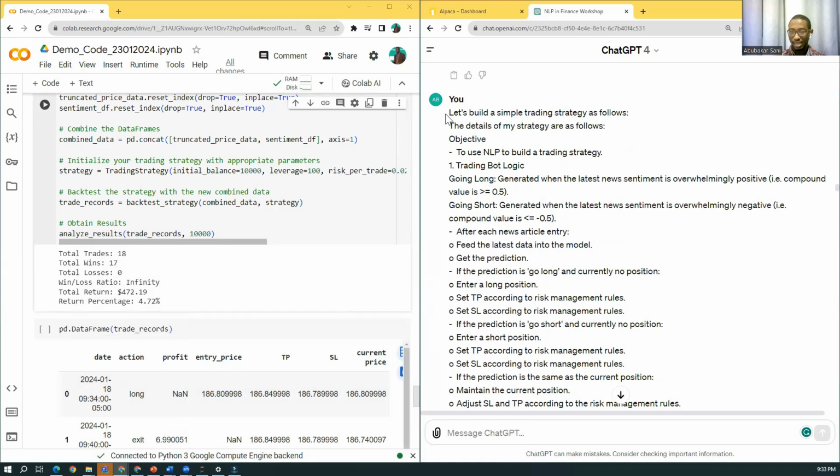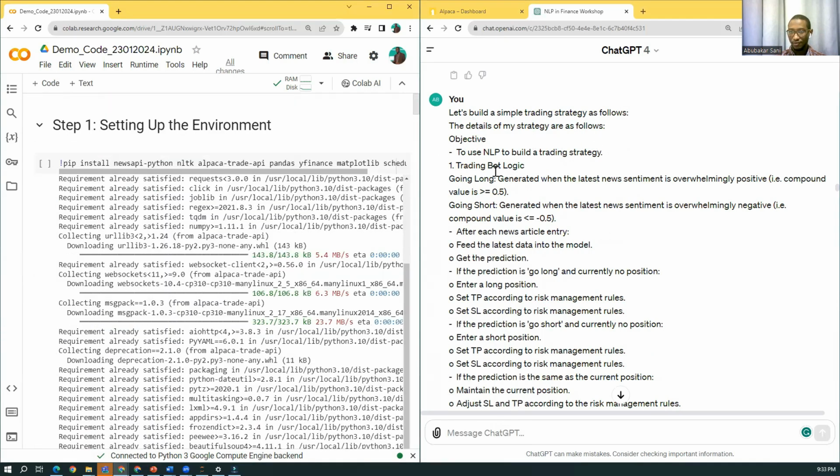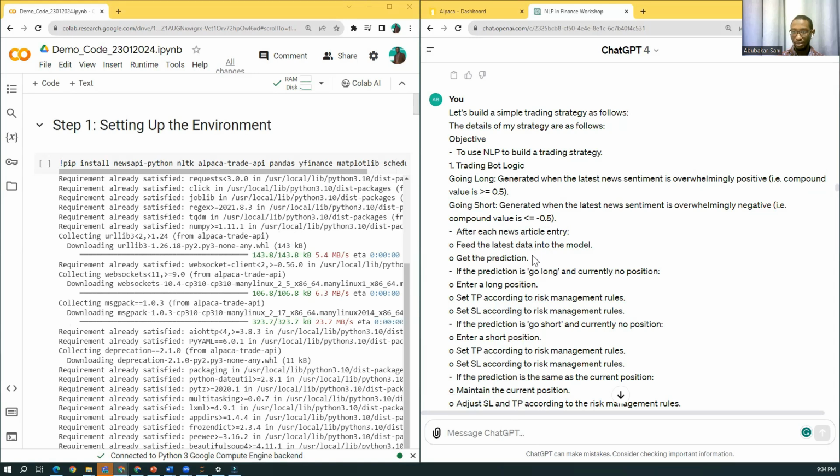I started by discussing it. Let's build a simple trading strategy, where my strategy is discussed as follows. The objective is to use natural language processing to build a trading strategy. And my logic is as follows. When the latest news sentiment is overwhelmingly positive, and I indicated a parameter called compound, if this compound value is above 0.5, I assume the latest news is positive, so I am going to buy or go long. If the sentiment is overwhelmingly negative, that is the compound is minus 0.5, then I'm going to sell.